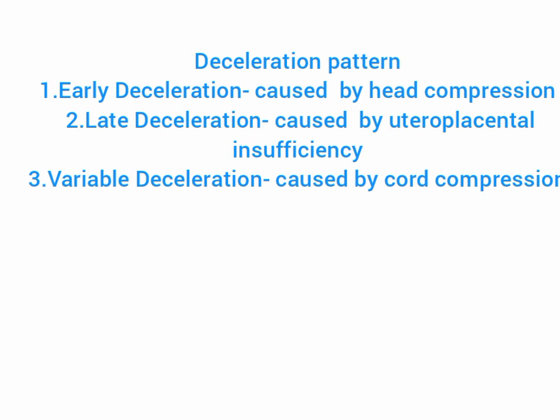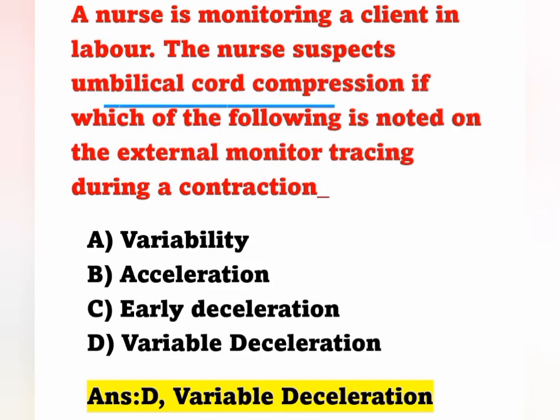And second one, late deceleration. It is caused by uteroplacental insufficiency. Okay, that indicates late deceleration. And variable deceleration is caused by cord compression. Okay, so here our answer will be option D, variable deceleration. So here the nurse suspects that there is umbilical cord compression because of variable deceleration.